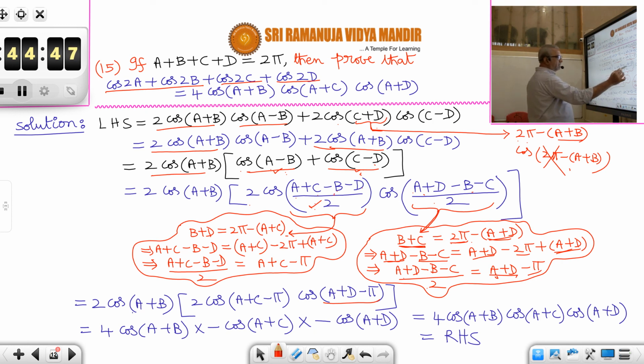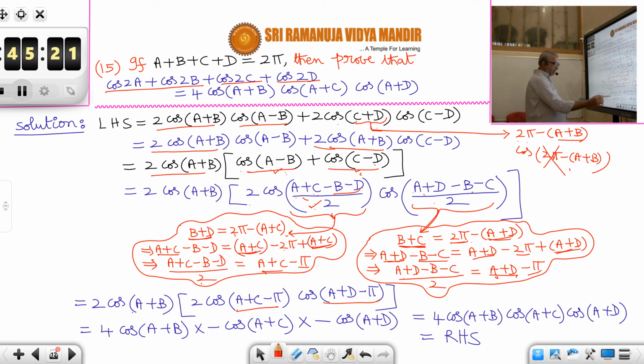Similarly here, what is this (a plus c) minus (b plus d)? That quantity I am taking first: b plus d is 2 pi minus (a plus c). Now a plus c minus (b plus d) is a plus c minus 2 pi plus (a plus c), divided by 2. So 2 times (a plus c) minus 2 pi, by 2. So in place of this angle, I can write a plus c minus pi. Here I am writing it in place of this angle.